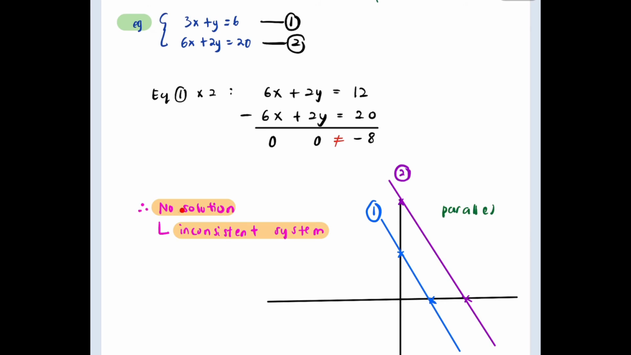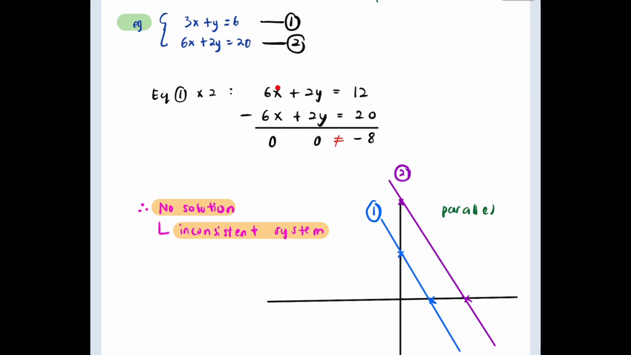So what's the meaning of no solution? It means that this system is inconsistent. Let me show you how you can get no solution here. You are given two equations, and we need to solve this system of equations. Let's see, we want to eliminate the x variable here. This is 3x, this is 6x. So let's multiply the first equation by 2. So we'll get 6x plus 2y equal to 12. And the second equation is 6x plus 2y equal to 20.